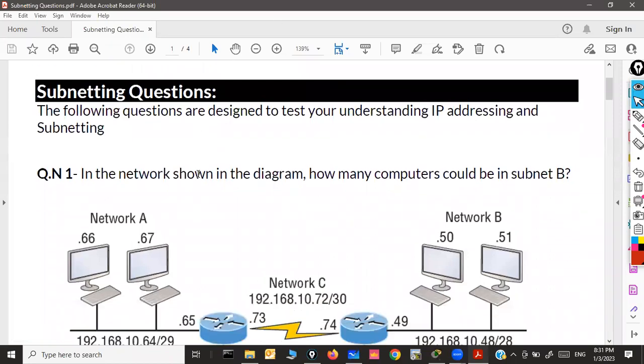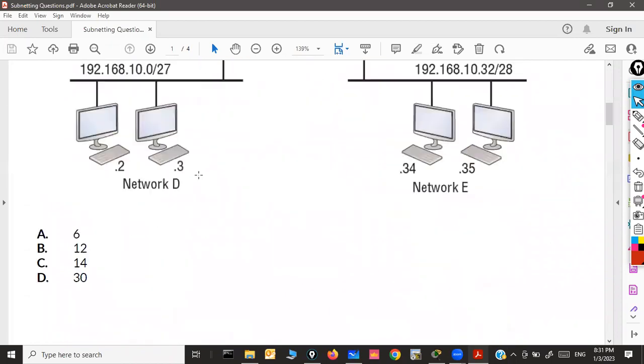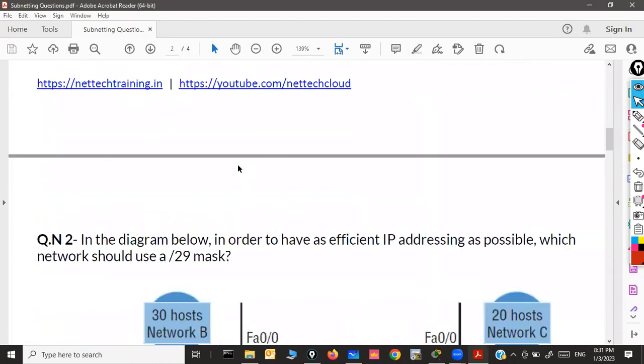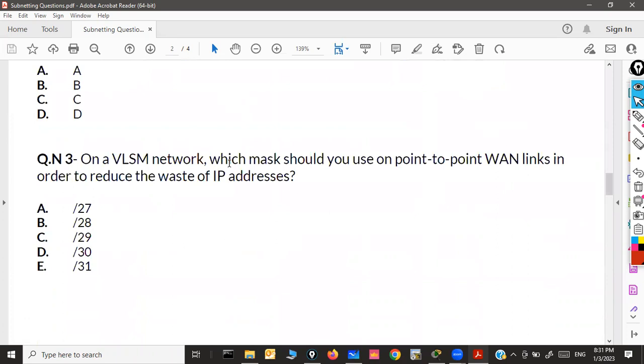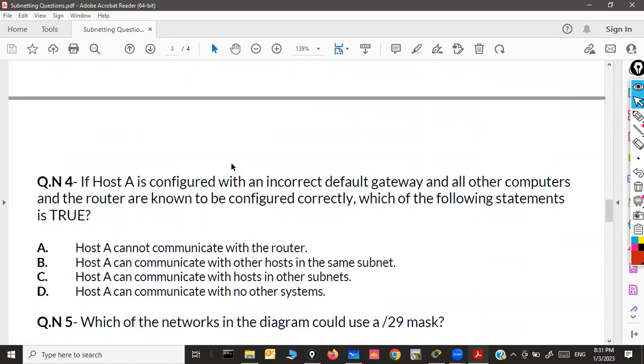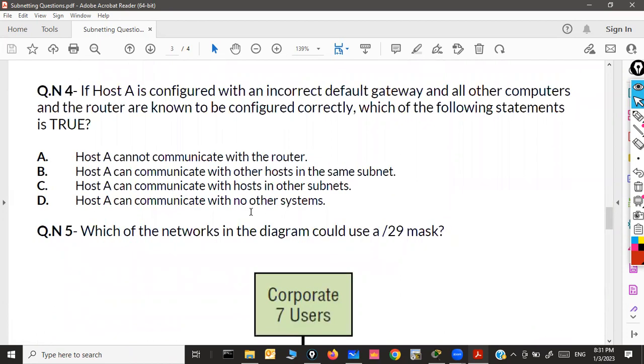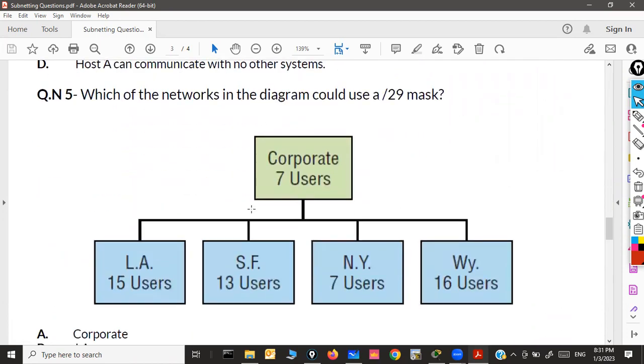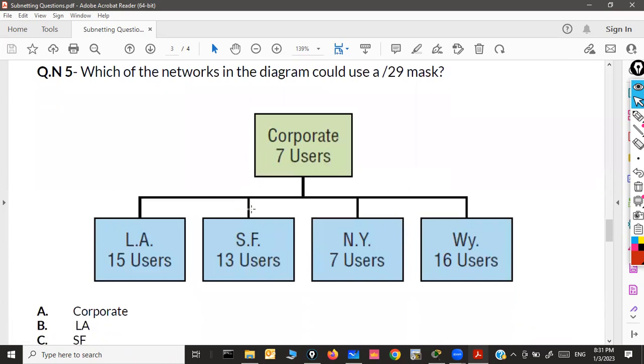I have started the recording session and am continuing with the same topic, subnetting. Quickly, let me go through the next one. We finished question number 4. All right, so question number 5.